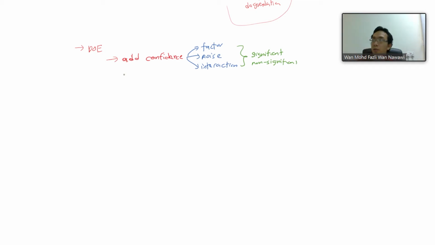But in order to be confident in anything, you need evidence. In order to get this confidence, you need to bring in evidence. To be confident to say that this is significant, this is not significant, you need to bring evidence. So this is basically where the statistics come in.